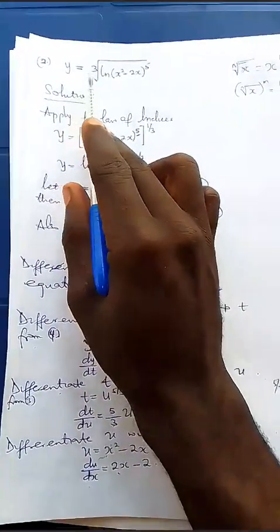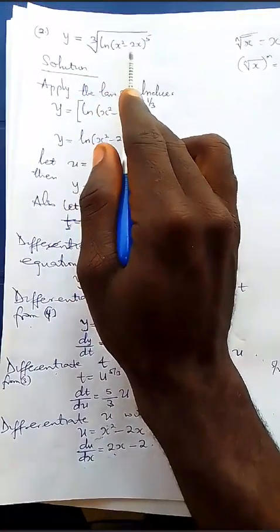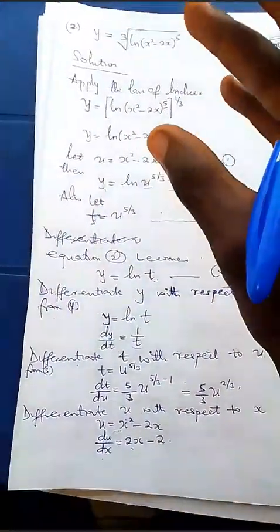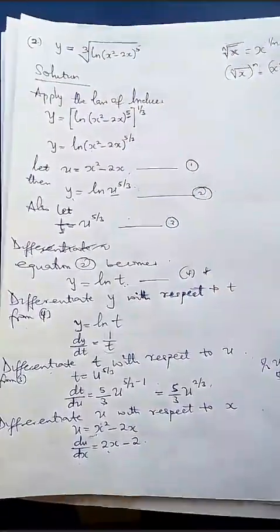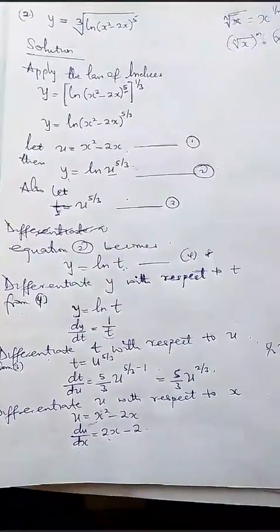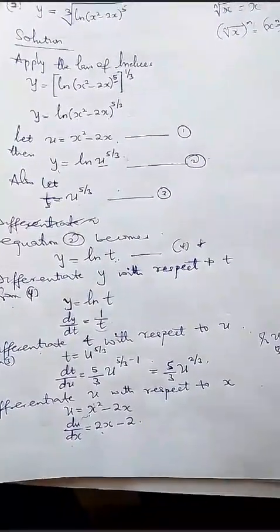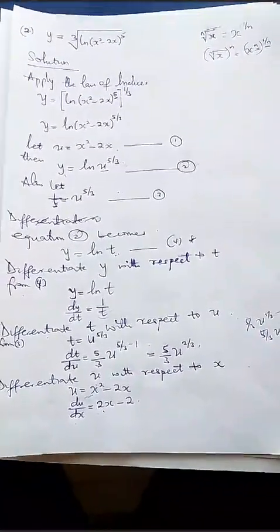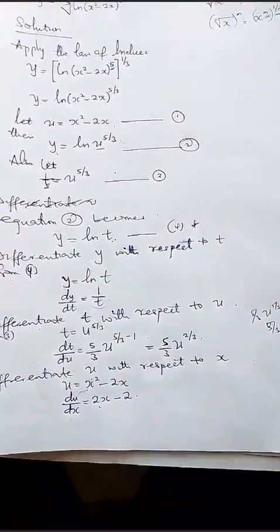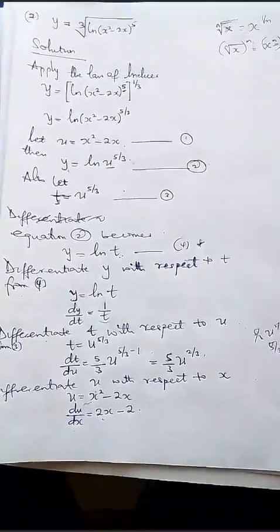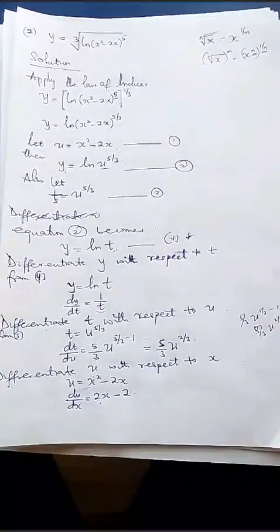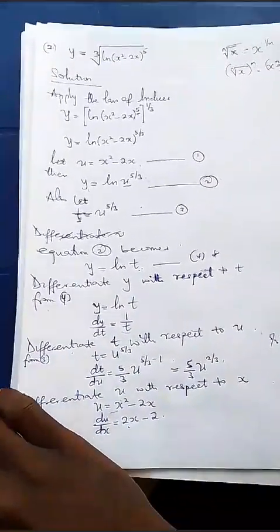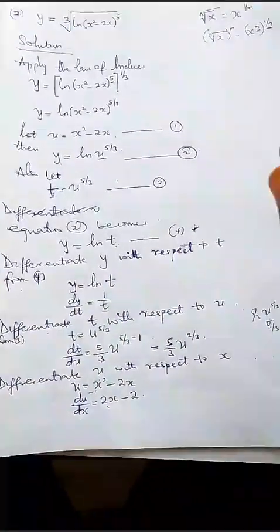They said y equals the cube root of (ln x squared minus 2x) raised to the power 5. Solution. In order to solve this problem, we need to apply a common law we know, which is the law of indices. In differentiation, the law of indices is very essential, because there are some problems you cannot differentiate easily.